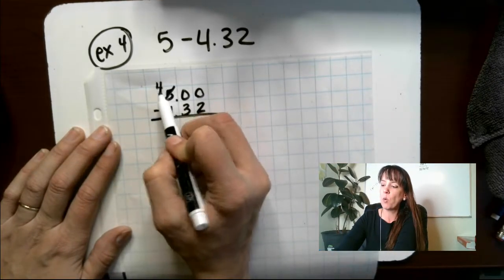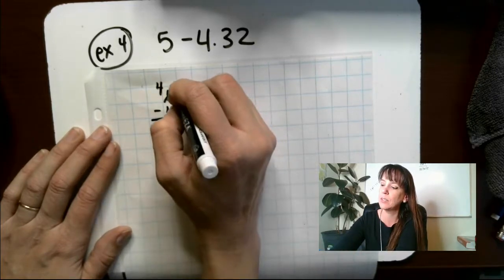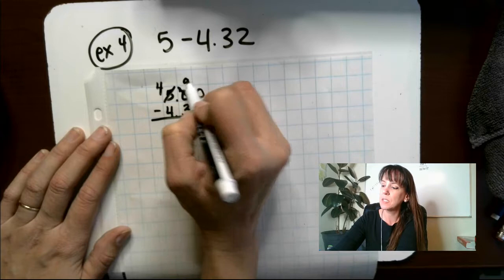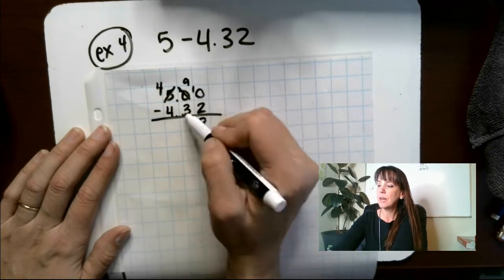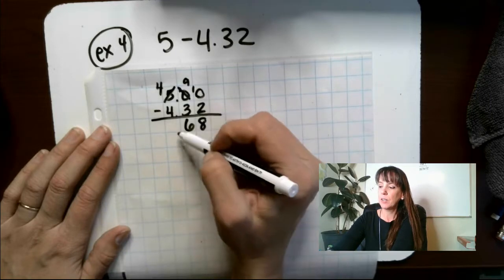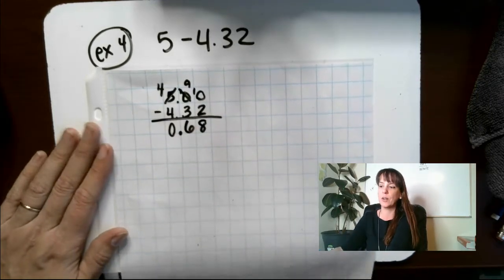This becomes 4. This becomes 10. Now I'm in a position to borrow from that last one. This becomes 9. This becomes 10. 10 minus 2 is 8. 9 minus 3 is 6. Bring down our decimal. 4 minus 4 is 0. So 0 and 68 hundredths.